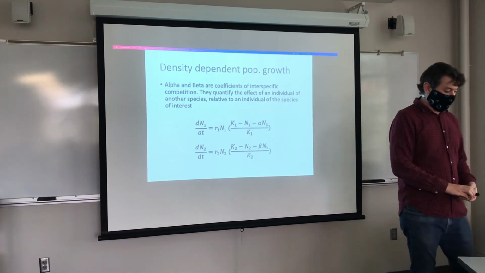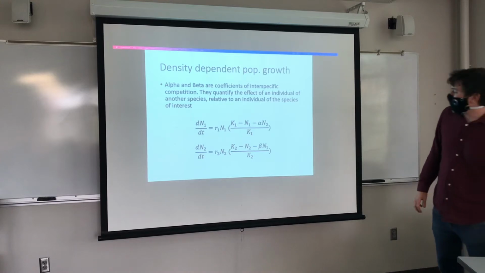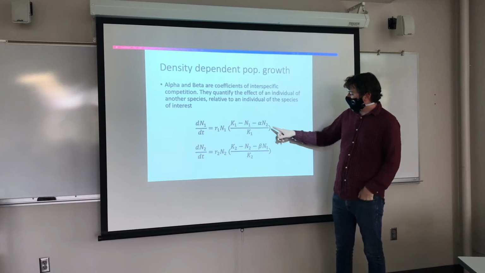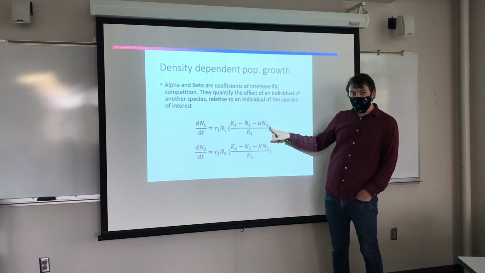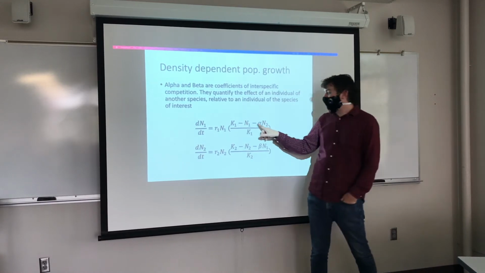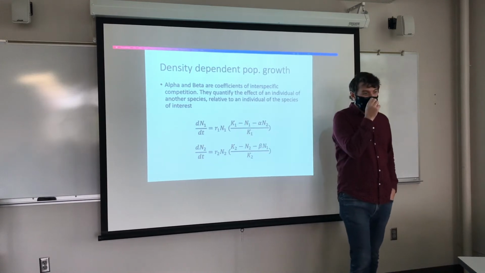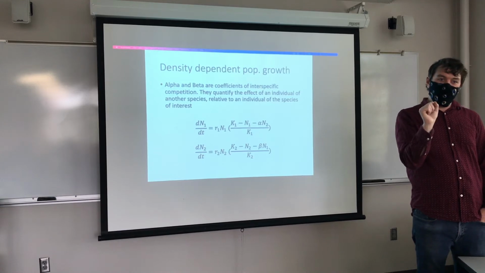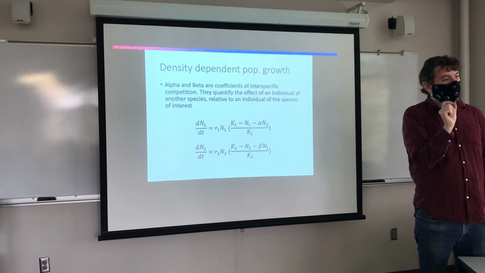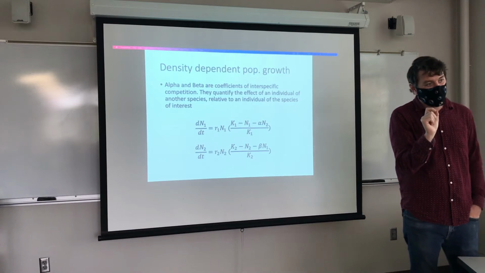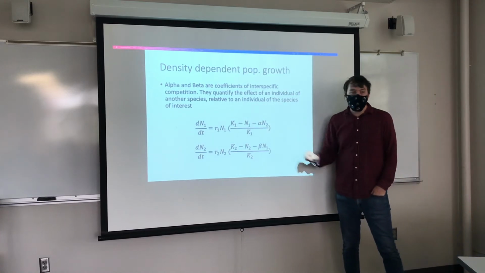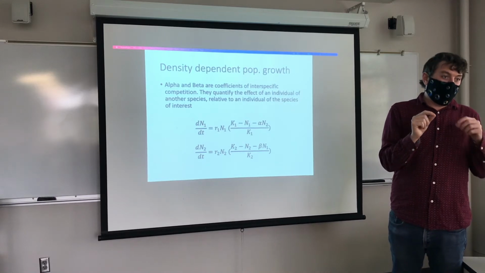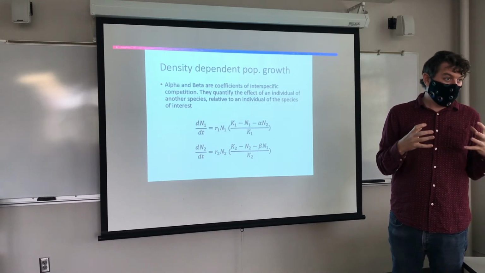Now they're relative. What I mean by that is they quantify the effect of adding an individual of species 2 relative to the effect of adding an individual of species 1. If you have a population and it increases by one individual, competition among those individuals gets a little stronger. If you add an individual of species 2, it's also going to increase competition a little bit. But are they going to interact in exactly the same way?